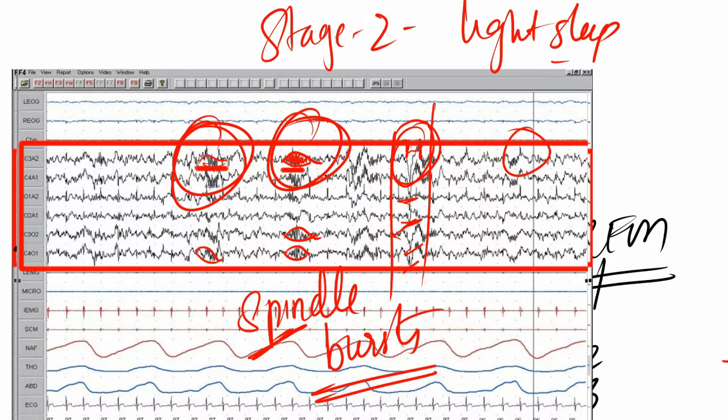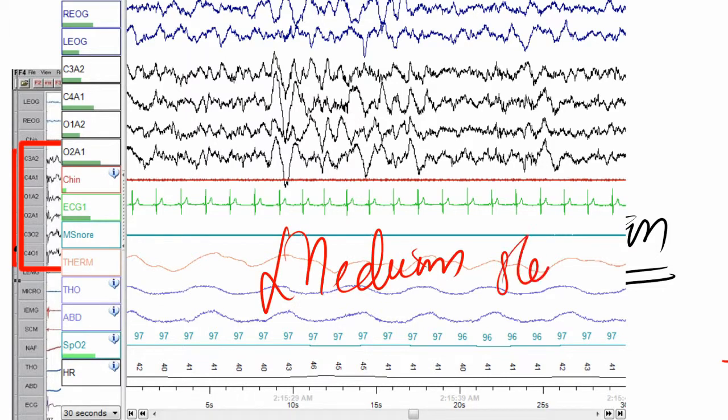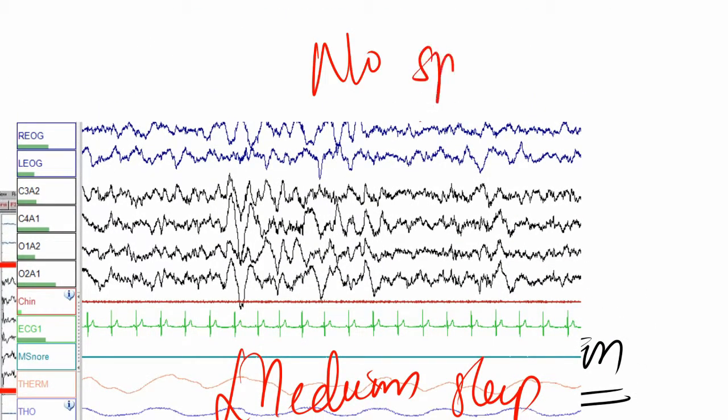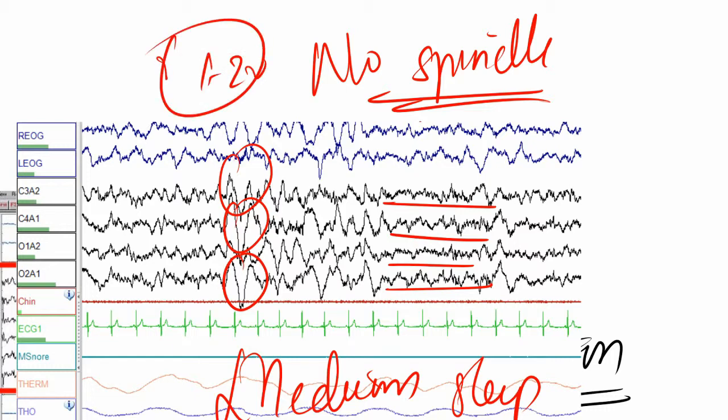Now we proceed to stage 3. Stage 3 is medium sleep. So drowsiness, light sleep, medium sleep and deep sleep. Now we are at medium sleep. What do you see in medium sleep? The spindle bursts disappear, so no spindles, and again you have delta waves, but delta waves are mixed with other types of waves. We have delta waves which are not so prominent, with a frequency of 1 to 2, and they are mixed with other types of waves.